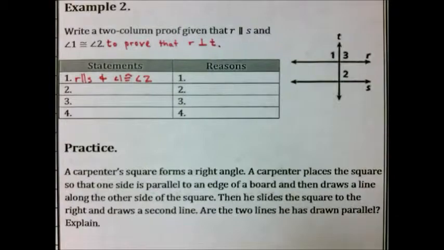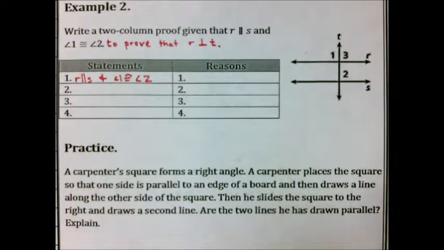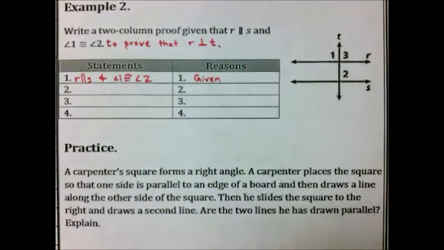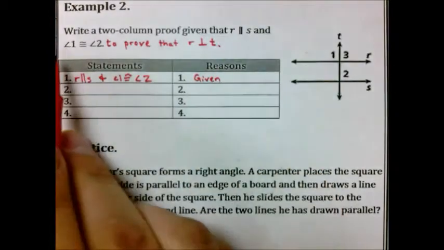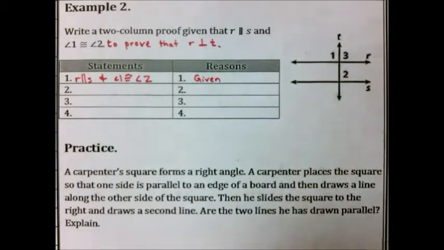And in the reasons part of that, we're going to give the reason why we can say that. And the reason why we can say that is that was just given to us. In the problem, it tells us that this is the case. It says R is parallel to S, angle 1 is congruent to angle 2. So that's what we know to begin with.